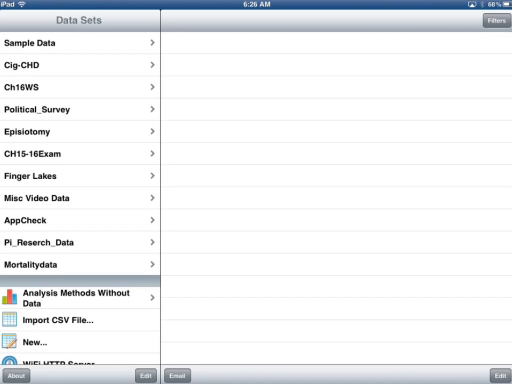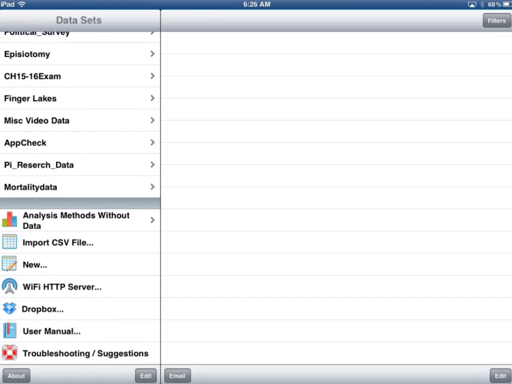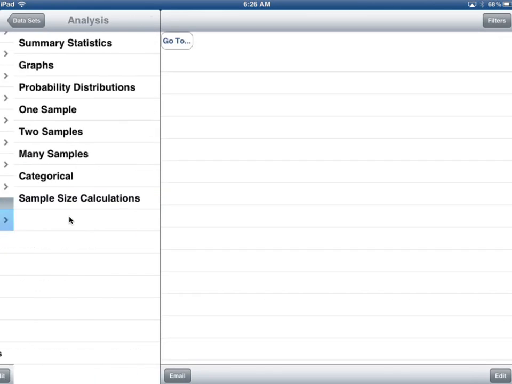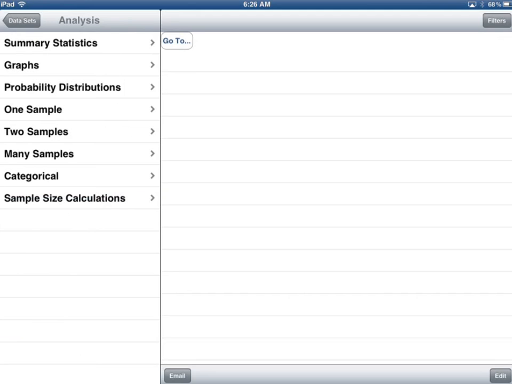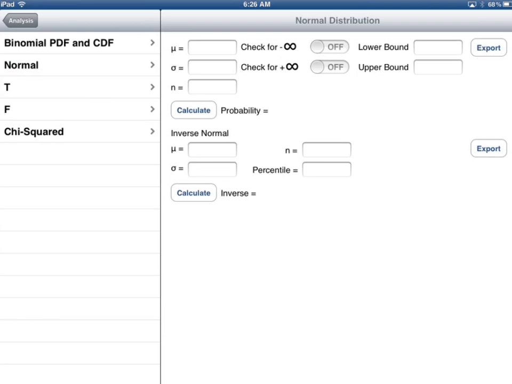So here I am in TC stats, and I have a bunch of data sets here, but none of them are really needed. I don't need data for this. So I'm going to select analysis methods without data. And that will give me access to all the probability distributions I need. So I will select probability distributions, and you can see the second one is normal. It's right underneath the binomial PDF and CDF.